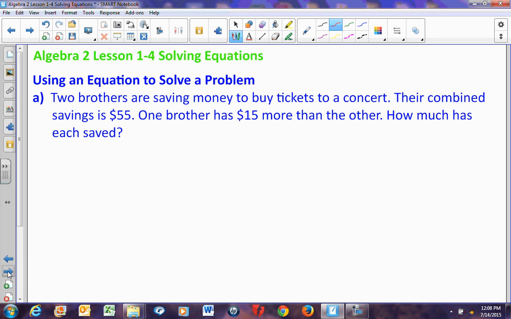Using an equation to solve a problem. Word problems, in other words, always known as real-world problems. Two brothers are saving money to buy tickets to a concert. Their combined savings is $55. One brother has $15 more than the other. How much has each saved?